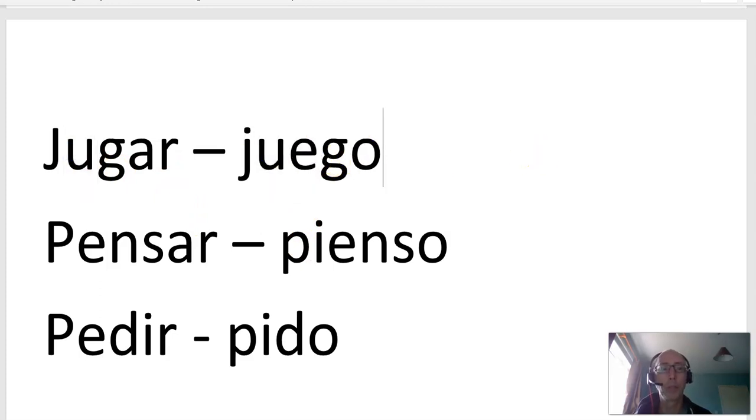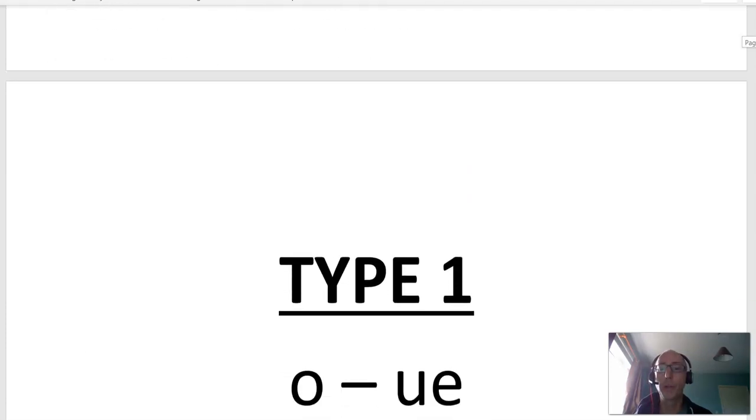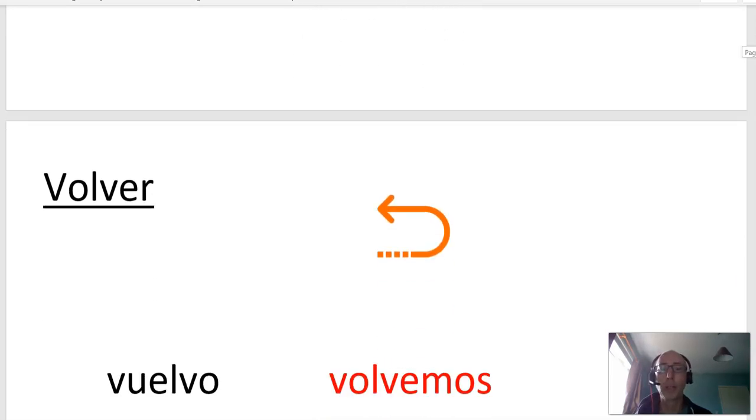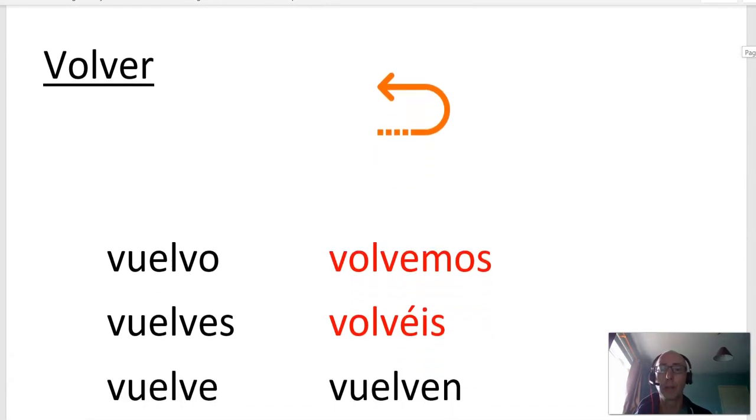We look at it in a little more detail now. So there are three different types. You don't really need to learn off the types. It's not really important, but it's handy to know. First one is O to UE. So this is very common. We've seen it lots and lots. Let's take volver, to return. This is supposed to be a return symbol there.